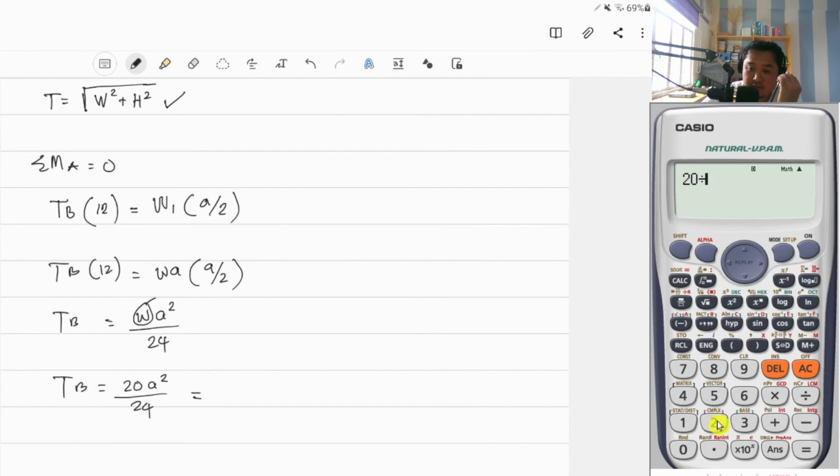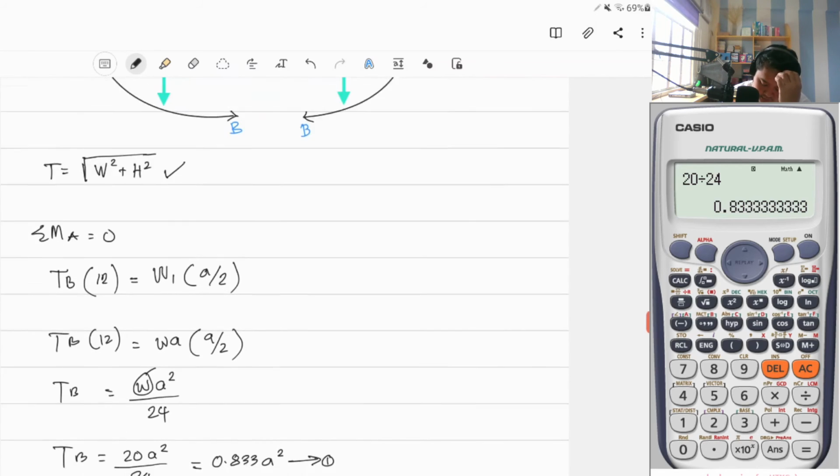Twenty divided by 24. So 0.833 A squared. So this will be our equation 1. Okay.